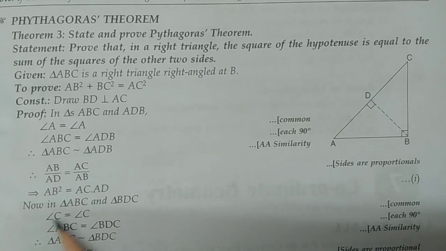Now you can see in triangle ABC and triangle BDC, angle C equals angle C, common here. So angle ABC equals angle BDC, each 90 degrees. So triangle ABC is similar to triangle BDC by AA similarity. So BC by DC equals AC by BC. Sides are proportional here. It's written here.